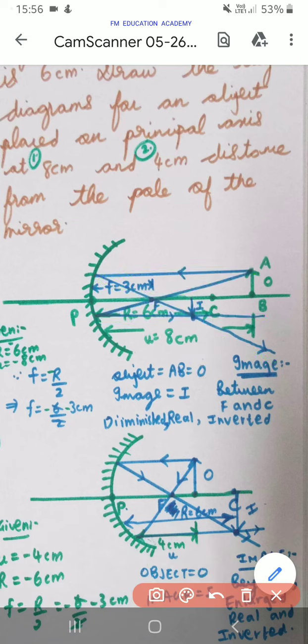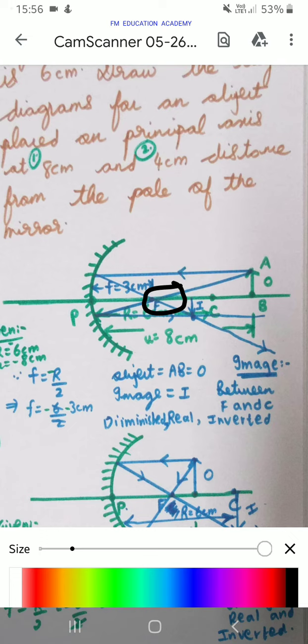So I have drawn the image. Now what I have to do, and I also have to indicate focus here, right? I forgot to say this. How to find out focal length? Focal length is the distance between pole and focus, right?